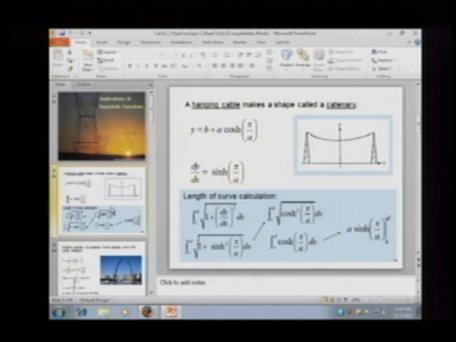And you notice those variables are A and B. You put different numbers in and you get different tensions. One has to do with the height off the ground and so on. The derivative, of course, is also given there, and there's the length of curve calculation right from Calc 2. Notice the use of integrals, and they use the formulas, and you can actually do a calculation.